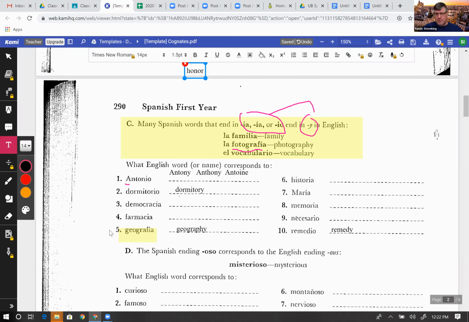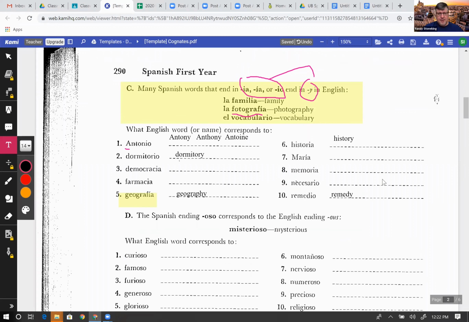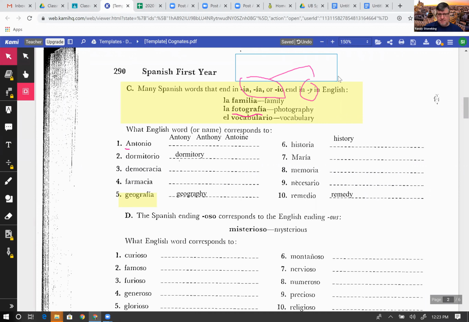So let's go put our answer in there for historia. That's history. Sorry. Let's go put our answer in for history. And then let's move on. Let me get all my annotations out of the way there. Let's move on to this next pattern.